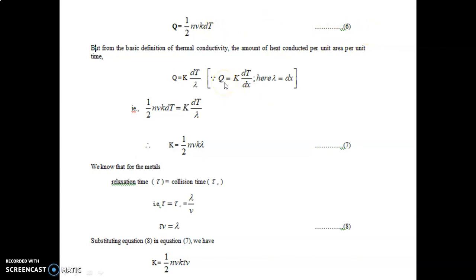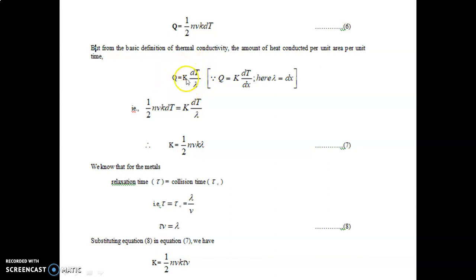In the definition itself, we saw this equation Q equal to K into dt by dx, where dt is the temperature difference and dx is the distance. Here the temperature difference between the two cross sections is dt, and the distance between the two cross sections is lambda. So instead of dx, here we are writing lambda. This is the formula.